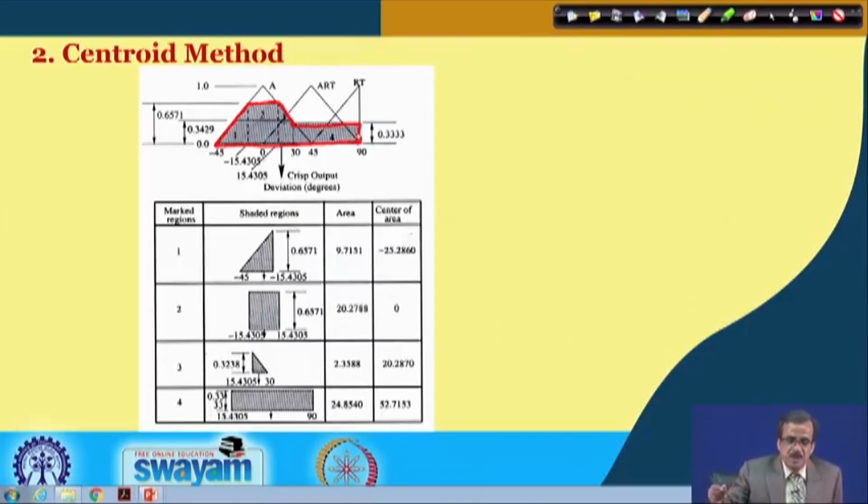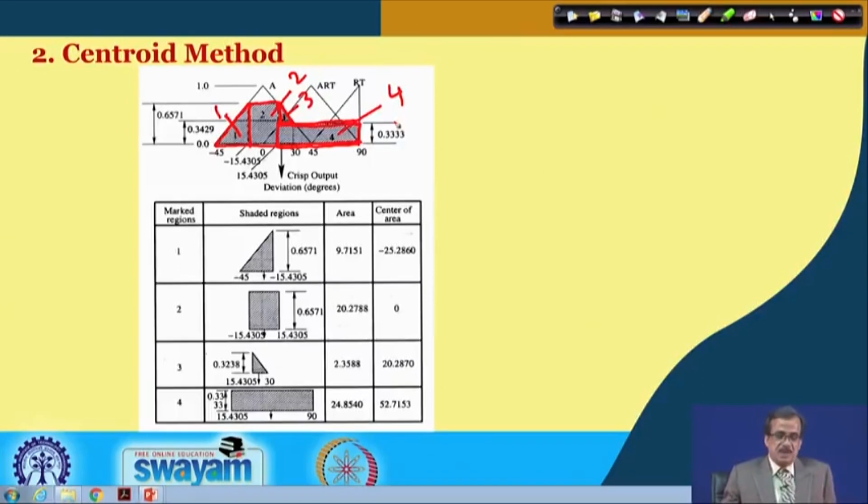Now, the subregions could be something like this. For example, one subregion could be this, 1, which is a triangle. Next we can go for the second subregion, 2, which is a rectangle. Then here we have a triangle, this is 3, and here we have another rectangle, this is 4. So, this shaded portion, the combined control action, is divided into 4 regular subregions.